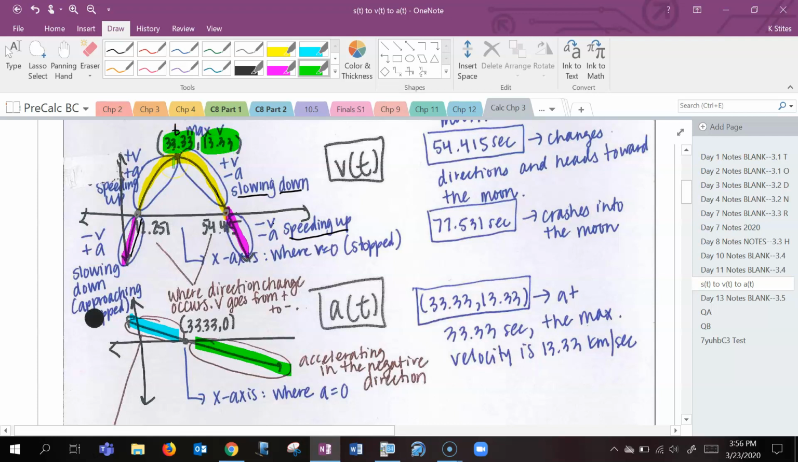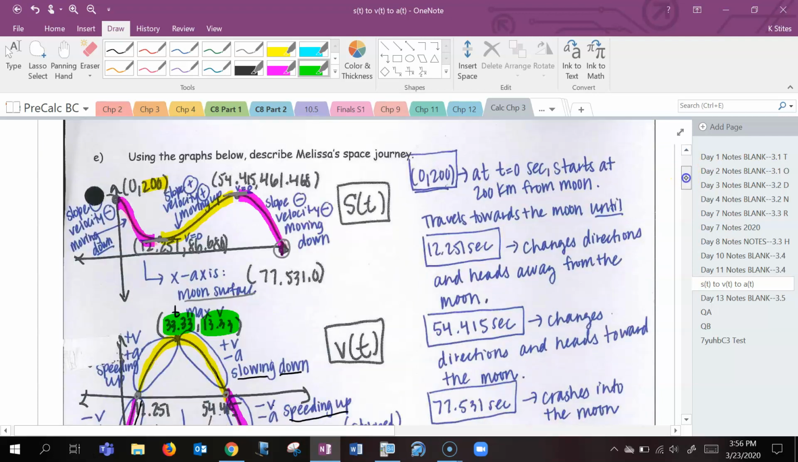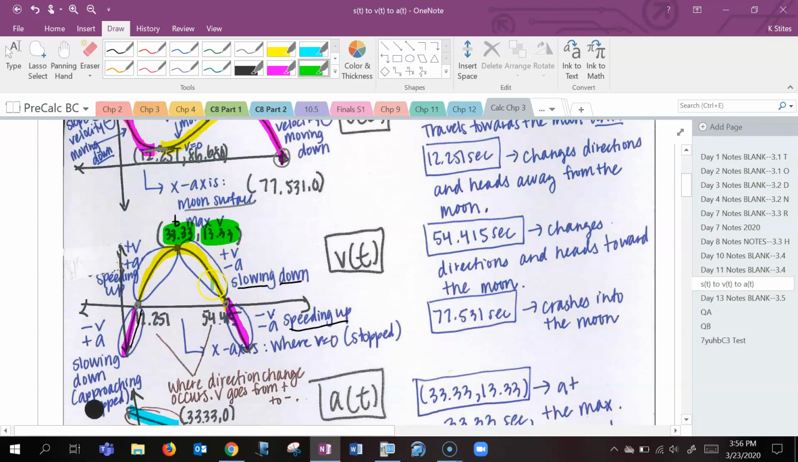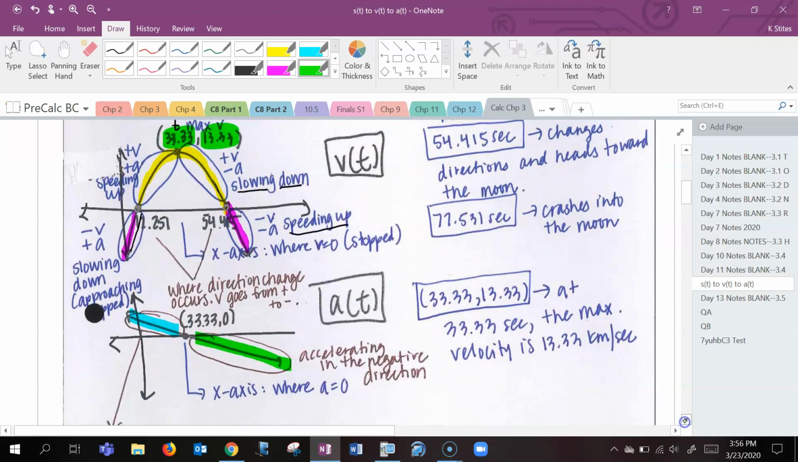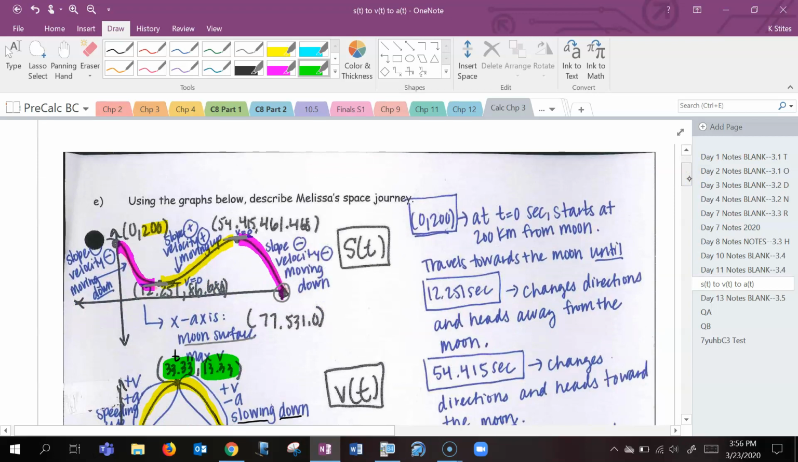All of these x coordinates are referring to time, and the y coordinates are referring to whatever graph you're on. Here the y is your position, in this graph the y is your velocity, and in this graph your y is your acceleration. Hopefully that was helpful. I'm going to post this on Canvas and you can print it off. This would just be the information you should be able to take from a position, velocity and acceleration graph.